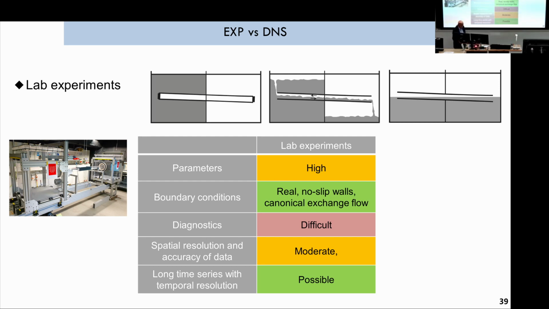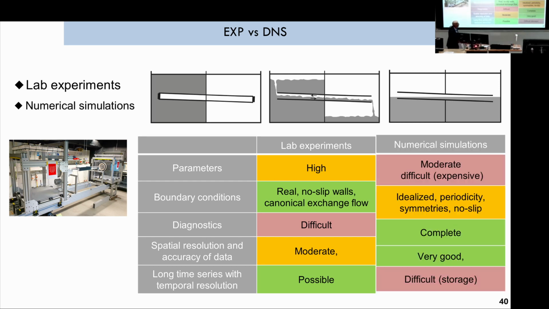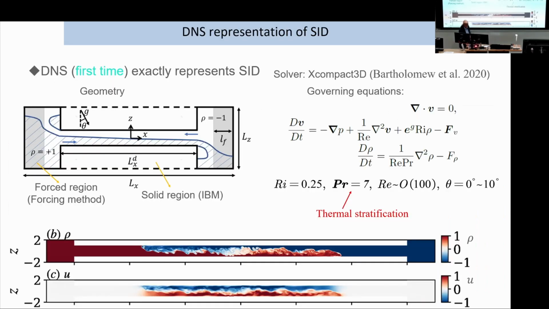Okay. If you look at DNS, it's quite difficult to run things at high Reynolds numbers, actually. And usually, DNS simulations use idealized boundary conditions. They use periodic boundaries. And I told you this has got no periodicity at all. Diagnostics are very good. They can measure everything. And resolution is very good. Usually down to the Kolmogorov scale in many circumstances. Quite hard to do long time resolution just because of storage issues. So there are pros and cons, but we thought DNS is worth simulating. So I'm going to talk about that and what you can learn from that.